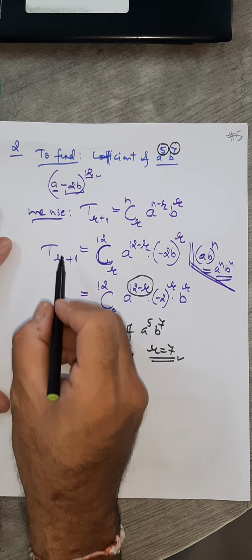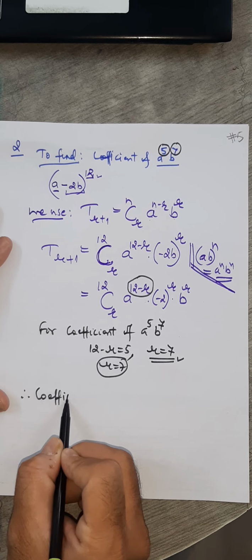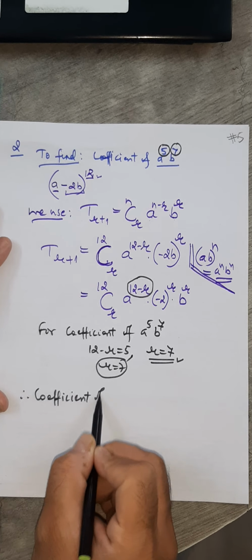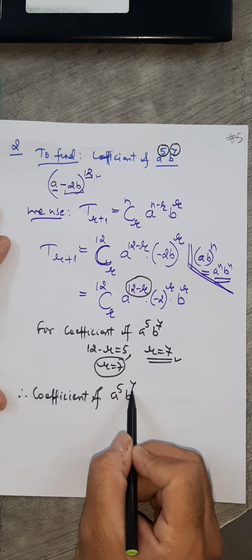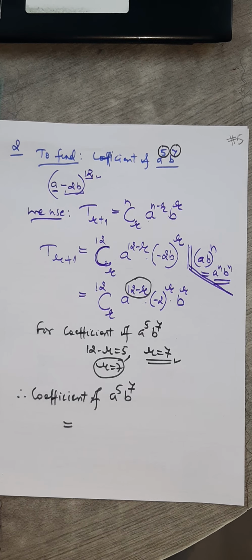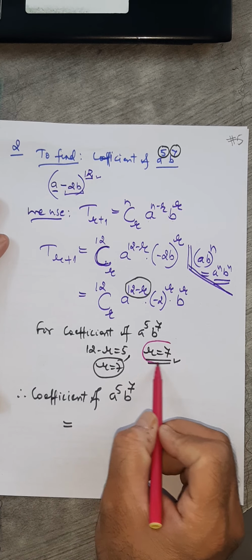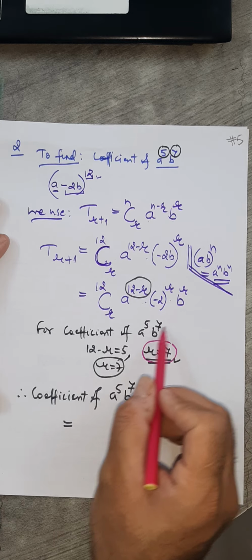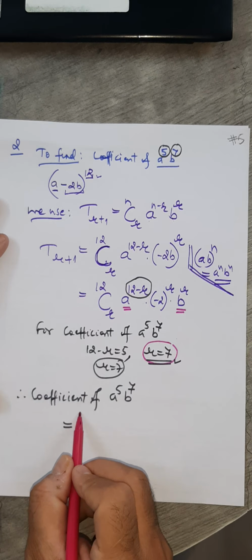Fine? Now I'm writing directly. Therefore, coefficient of which one? A raised to 5 into b raised to 7 equals to r 7 है आपके पास, remember. So मैं यहाँ पे 7 रख रहा हूँ. I don't want to write this. ये दोनों नहीं चाहिए, कोएफिशिएंट चाहिए. तो what I'll get?